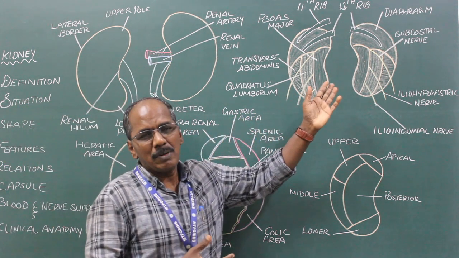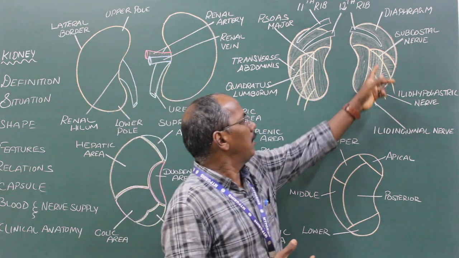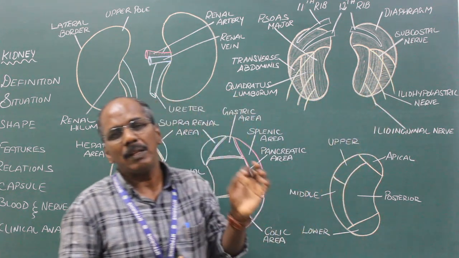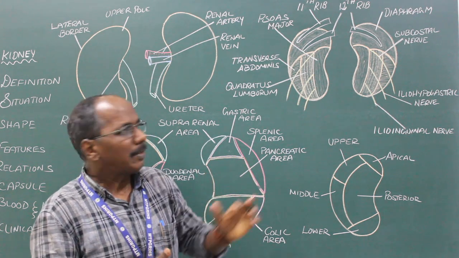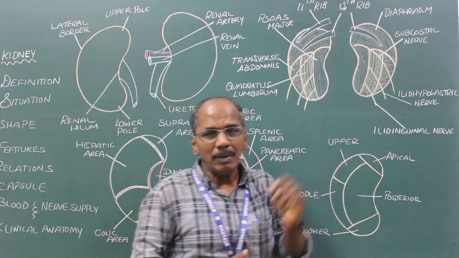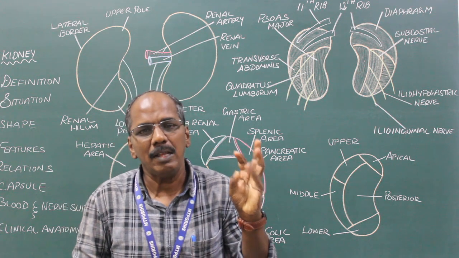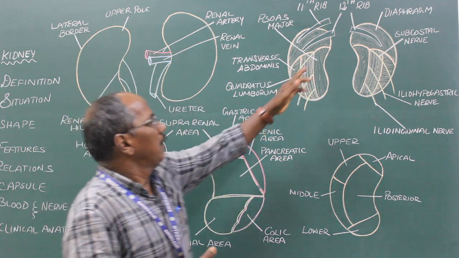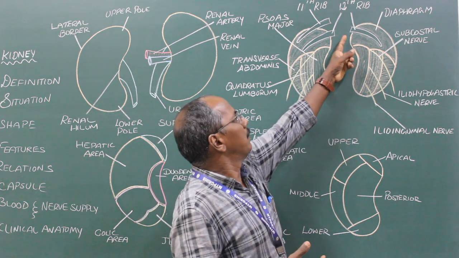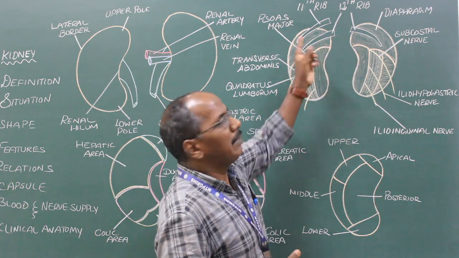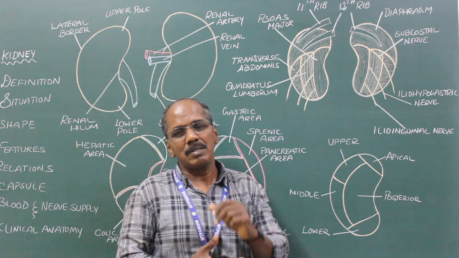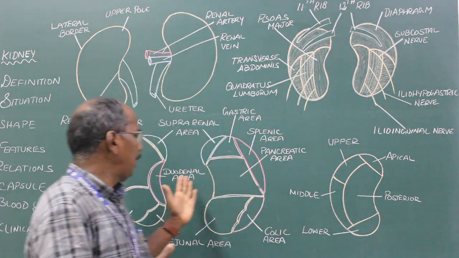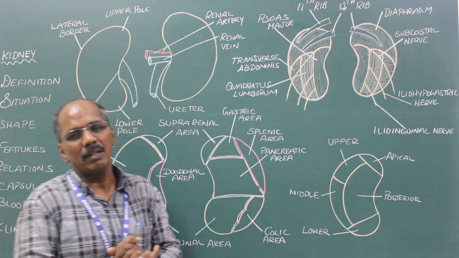3 nerves come into the posterior relations. Number 1, subcostal nerve. Number 2, iliohypogastric. Number 3, ilioinguinal. The subcostal nerve is accompanied by the subcostal artery and subcostal vein. The right kidney is related to the 12th rib, whereas the left kidney is related to 2 bones, the 11th and 12th ribs. So these are the anterior and posterior relations of the kidney.